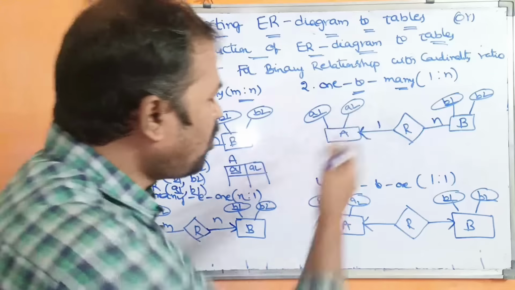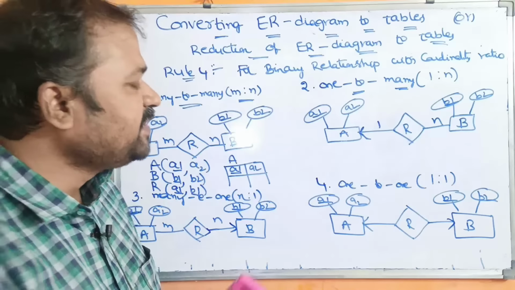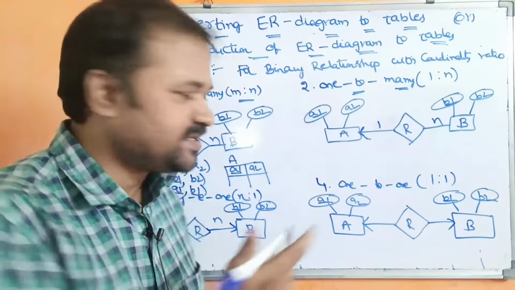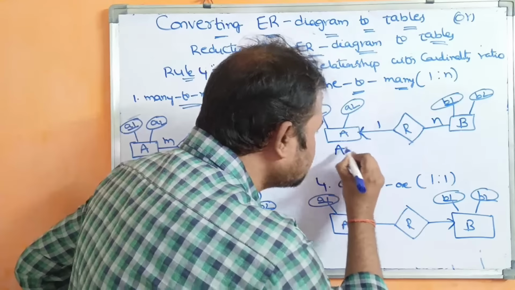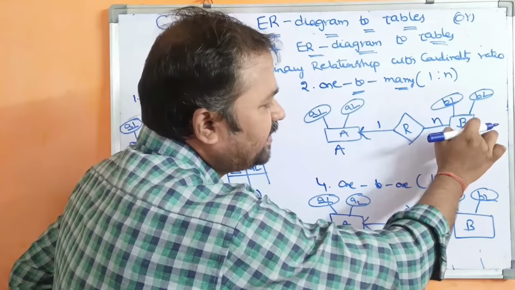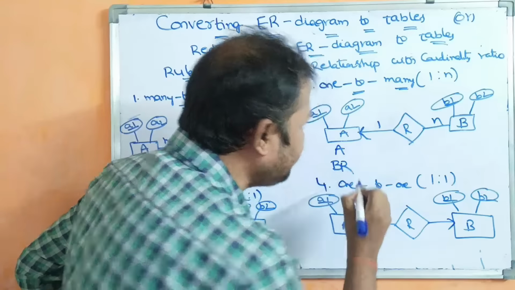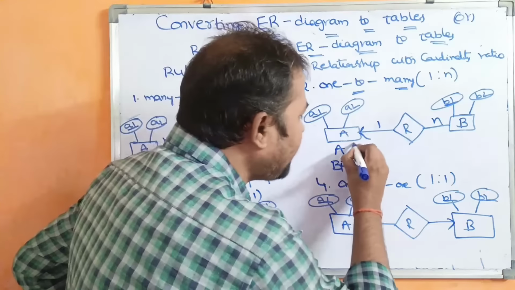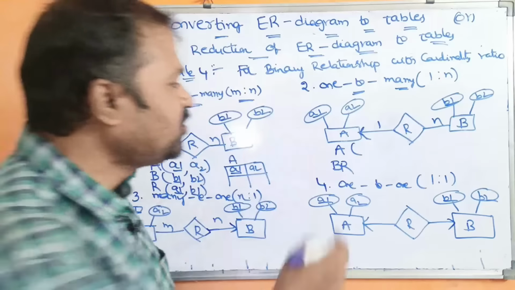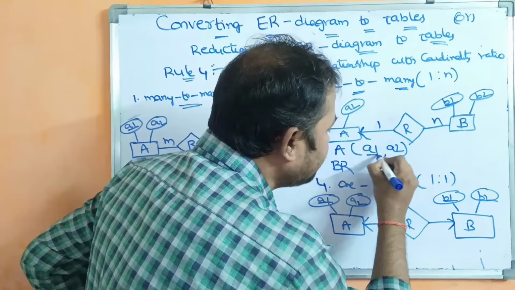Okay. So how many tables are required here? One to many means we require two tables. The first table is A. Many means we have to combine the second entity as well as the relationship, so the second table is BR. What are the columns of the A table? The columns of the A table are A1 and A2, where A1 is the primary key.